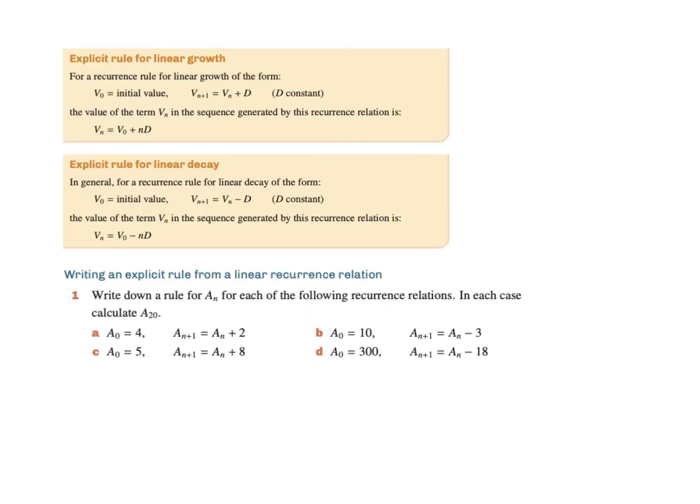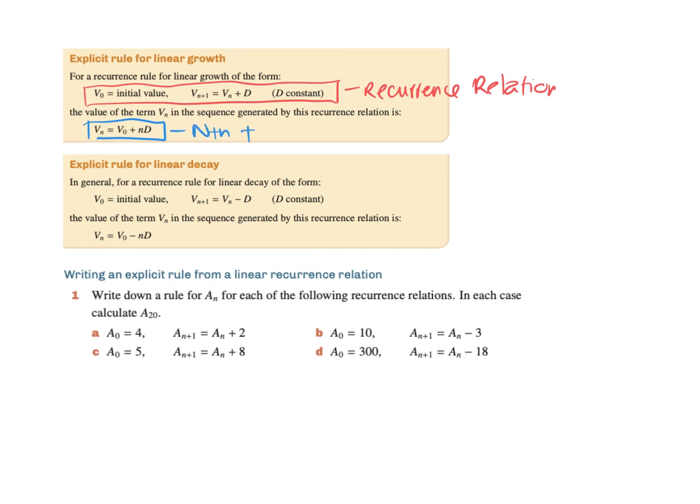So here, if you have linear growth, let's write next to it: this is the recurrence relation. And underneath is the template for a rule, an nth term rule. We use that when we're trying to find way ahead. We don't want to keep going step by step to get there. We want to go way ahead. So that's for growth.